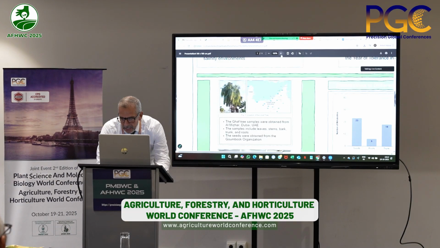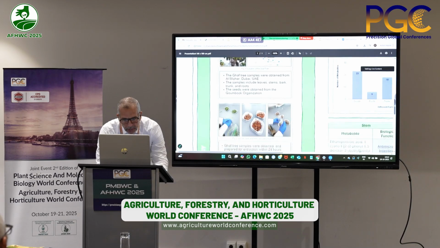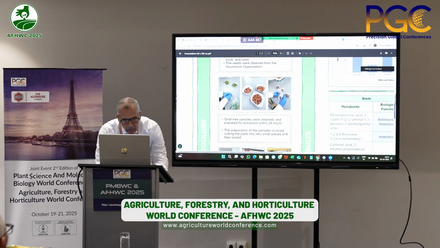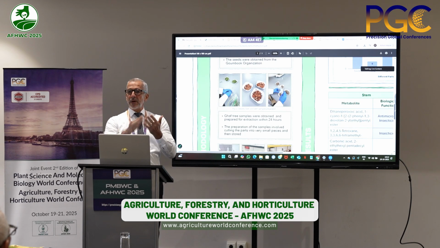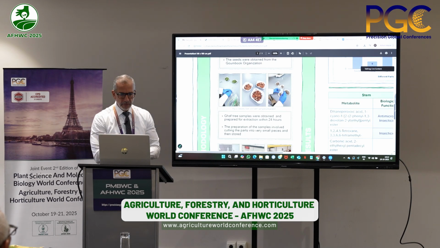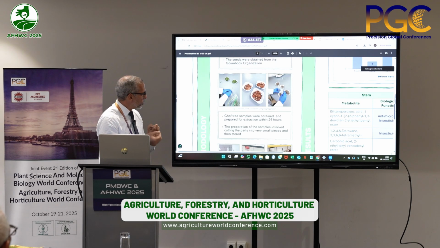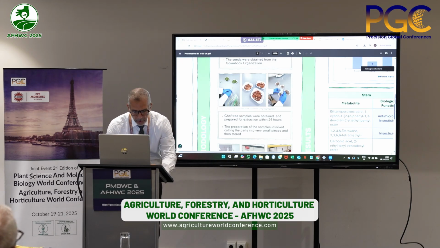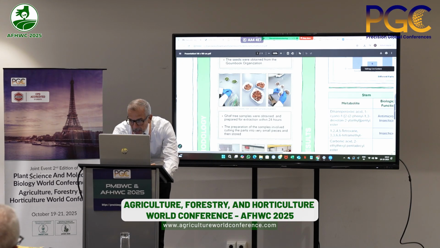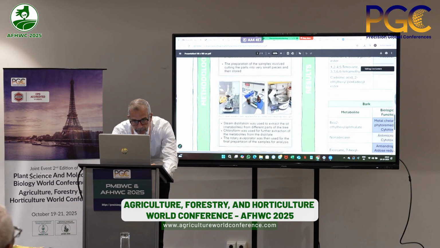And then what we did is right away after the different parts of the tree were collected, we worked on them because it's very important that you work on them fresh. So for some of the trees, we removed the dust, and some of them we washed to wash off the debris, and then we cut them into smaller pieces, and then we stored them in the freezer in order to make sure that they are maintained, unless we worked on them right away.